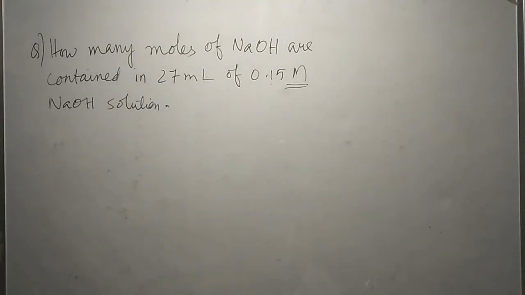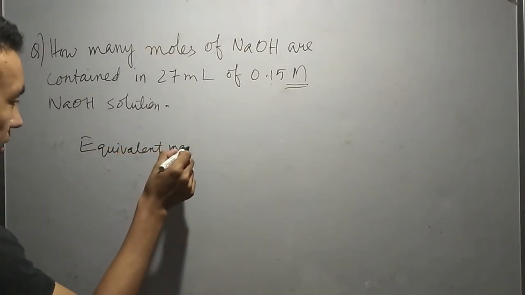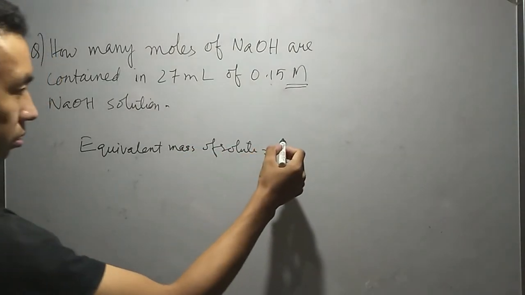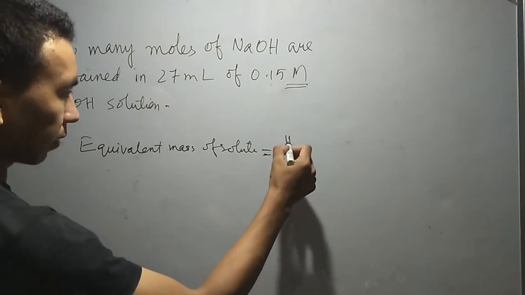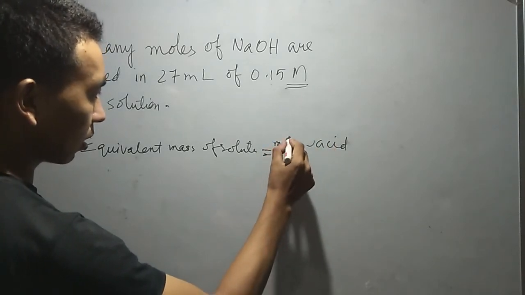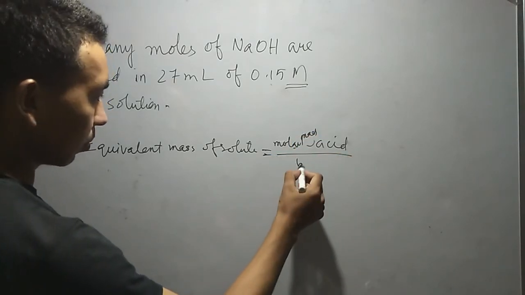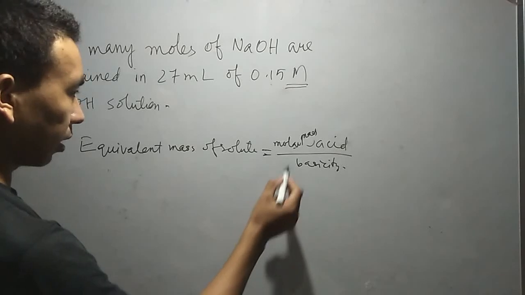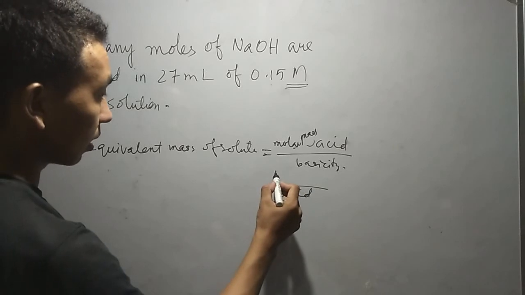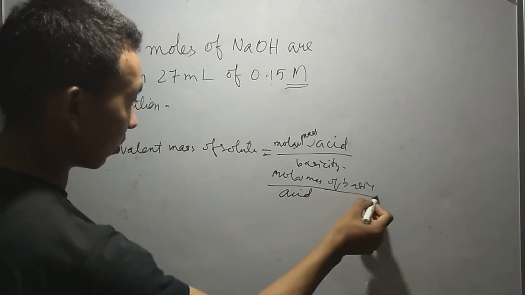There is one more thing that I missed out regarding equivalent mass of solute. I gave an example of an acid: molar mass of acid divided by basicity. If it was a base, the denominator will be replaced by acidity, that is, molar mass of base divided by acidity.